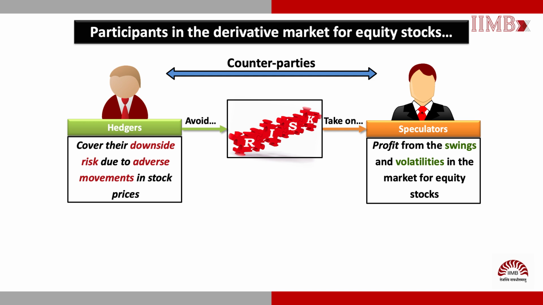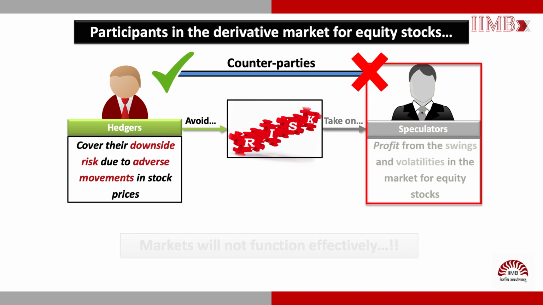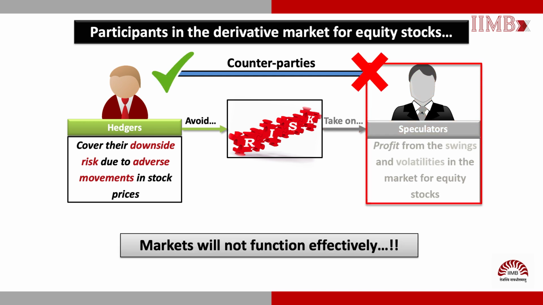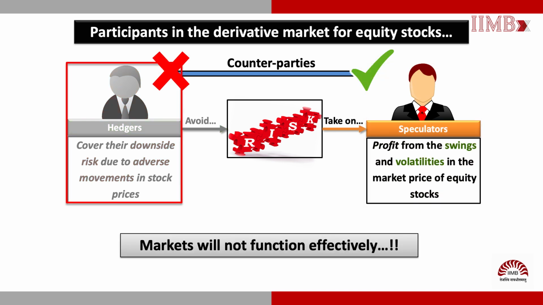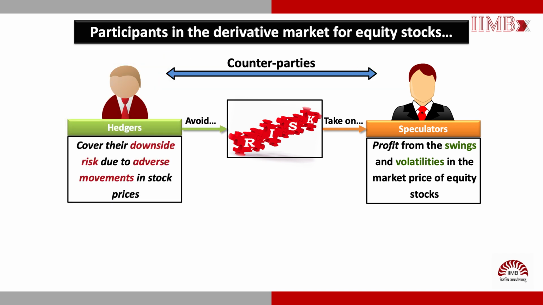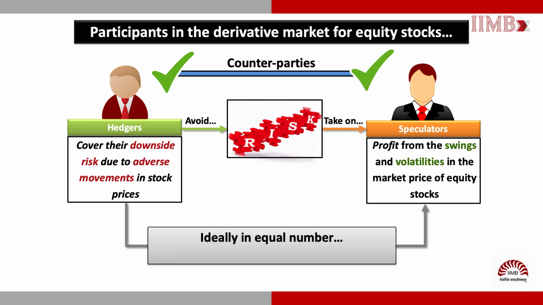In other words, if a derivative market had only hedgers, it would not function efficiently. If it had only speculators, it would not function efficiently either. So any derivative market needs both hedgers and speculators, ideally in equal numbers, for that market to function efficiently. And derivative markets for equity stock and stock index are no exception to that requirement.